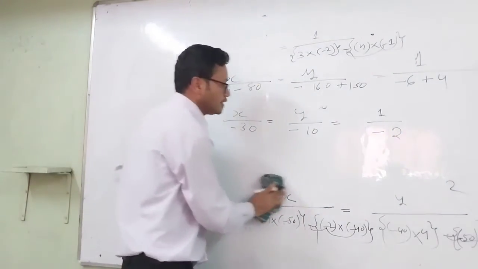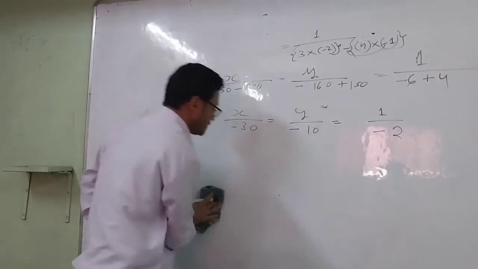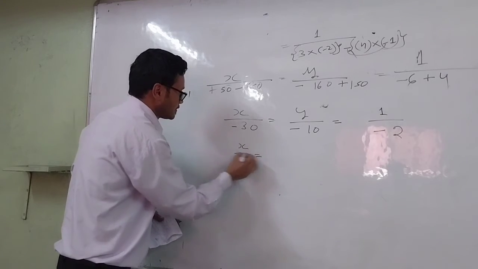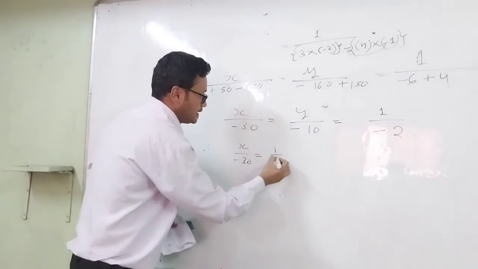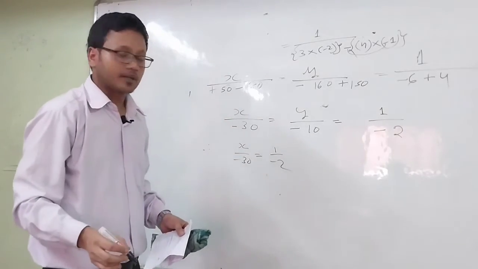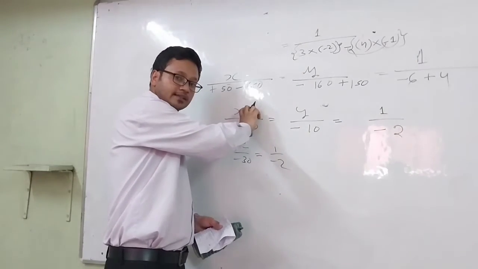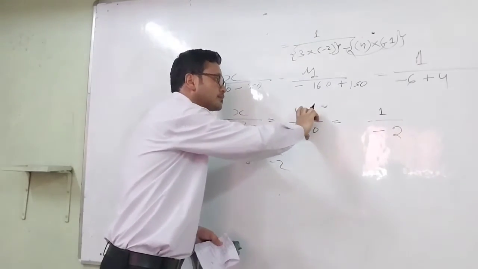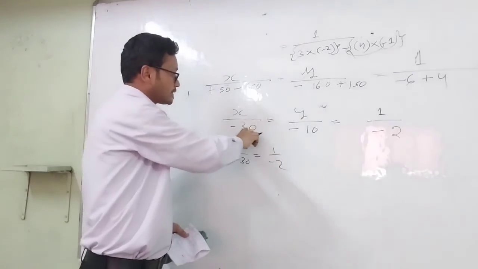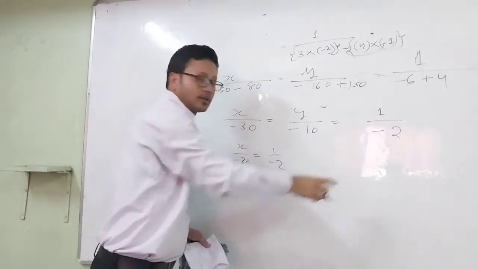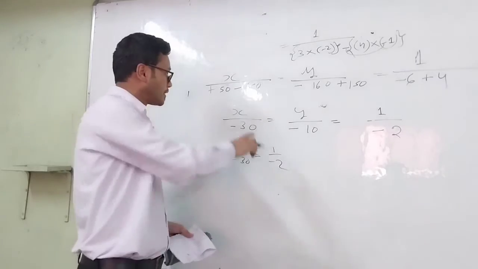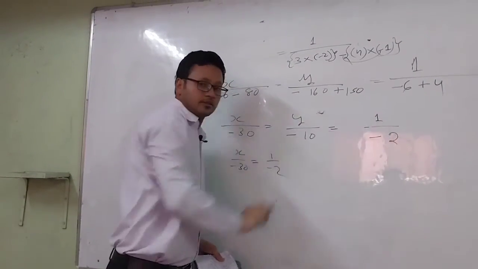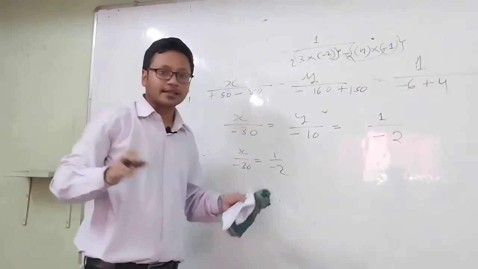Now finally we have to compare. After this we have to compare. Now x by minus 30 equals to y by minus 10 equals to 1 by minus 2. After this we have to compare the x term to the last term. Again the term of the y we have to compare to the last term. That means this equals to this, this equals to this. Ultimately they all are equal. Understood? The value of x equals to this one last term, the value of y equals to the last term. We have to compare. In between there are equals to.